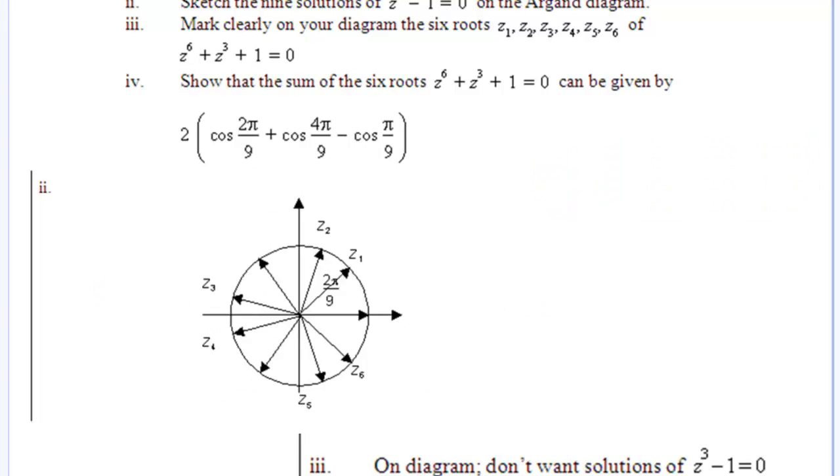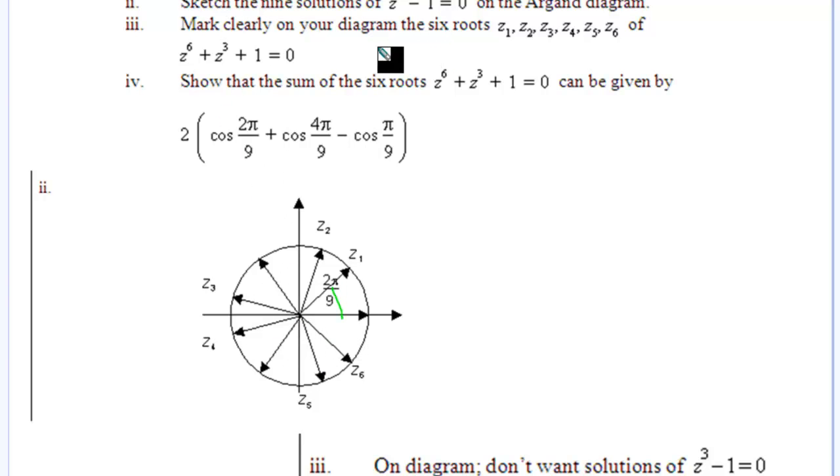So marking the roots on the Argand diagram, well, we know that we get the situation where we've got one root at 1, and then all the roots are equally spaced at 2 pi on 9. So that's cis 2 pi on 9, cis 4 pi on 9, cis 6 pi on 9, 8 pi on 9. There's the minus 8, because remember complex conjugates. So minus 8 pi on 9, minus 6, minus 4, and minus 2. So we get that situation. So there's our 9 roots.